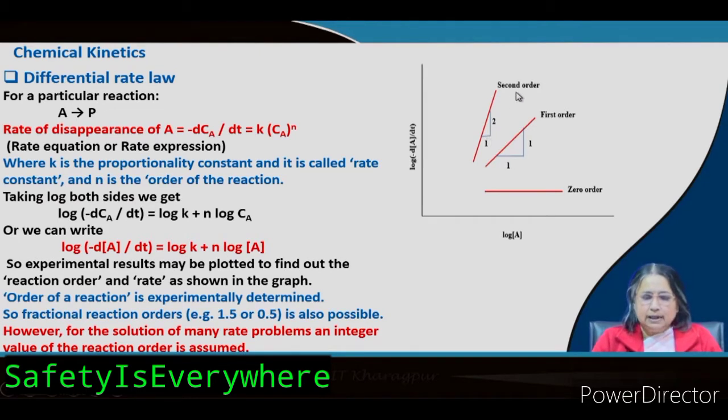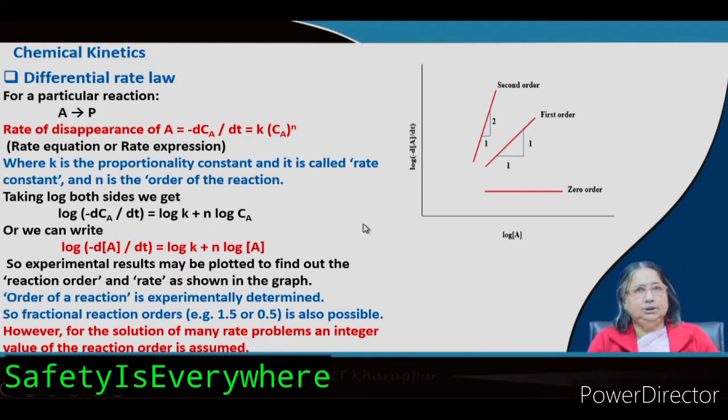In case of a second order reaction, because this is 2, you will get slope 2. In case of a first order reaction, you will get slope 1, and in case of a zero order reaction, you will get a straight line which is parallel to the x axis. So, it is possible to determine the order in this way.